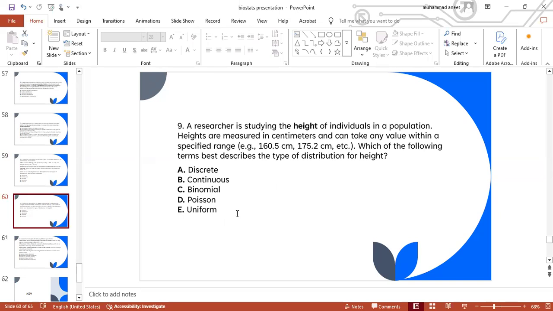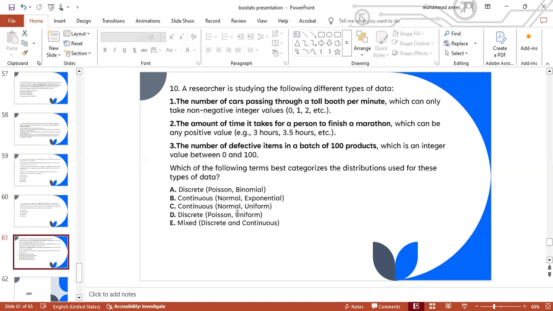B. Yes, B is the correct answer. 10. A researcher is studying the following different types of data. Number one, the number of cars passing through a toll booth per minute, which can only take non-negative integer values. Number two, the amount of time it takes for a person to finish a marathon, which can be any positive value, 3 hours, 3.5 hours, etc. And number three, the number of defective items in a batch of 100 products, which is an integer value between 0 and 100.